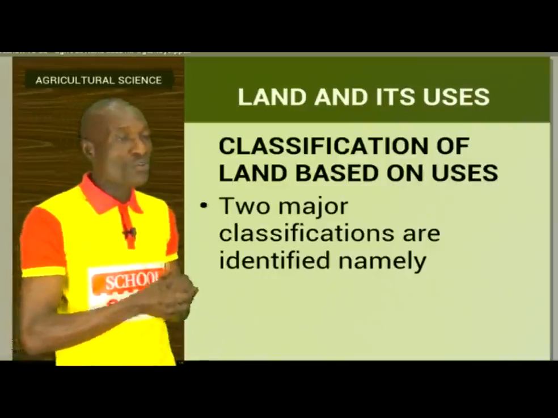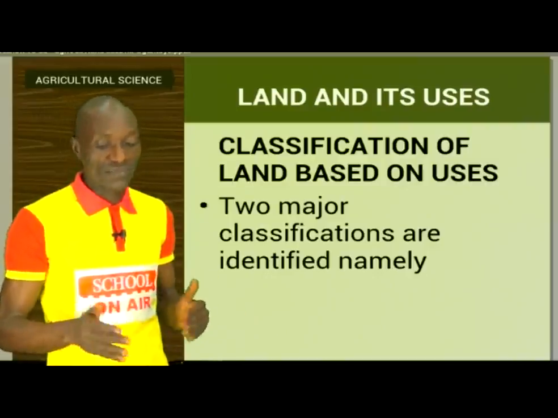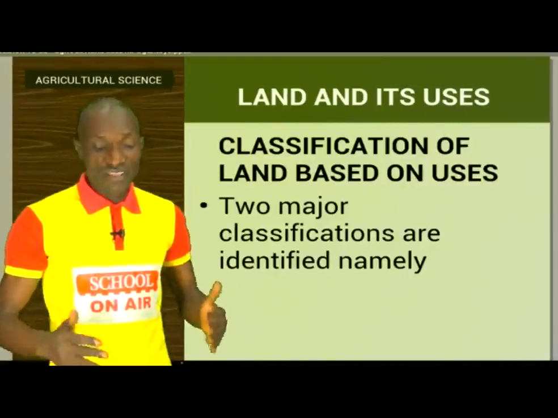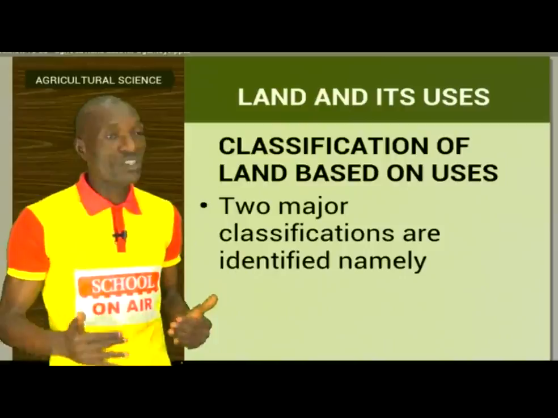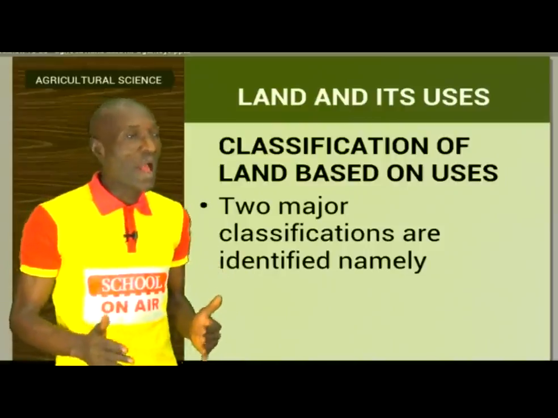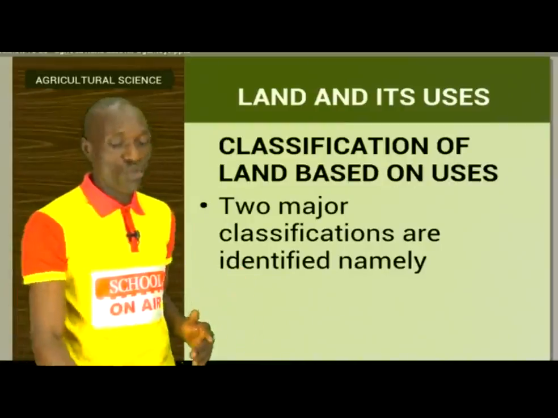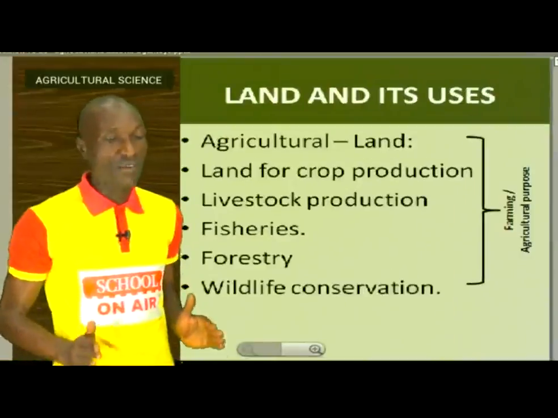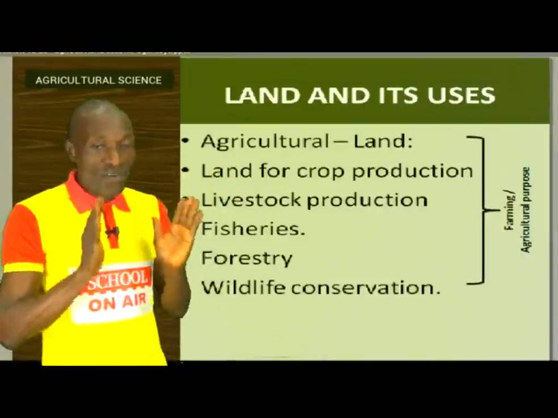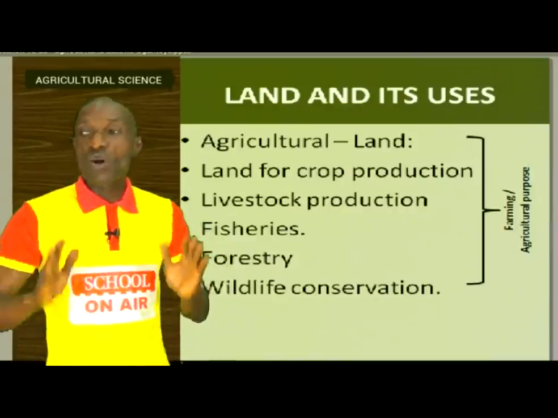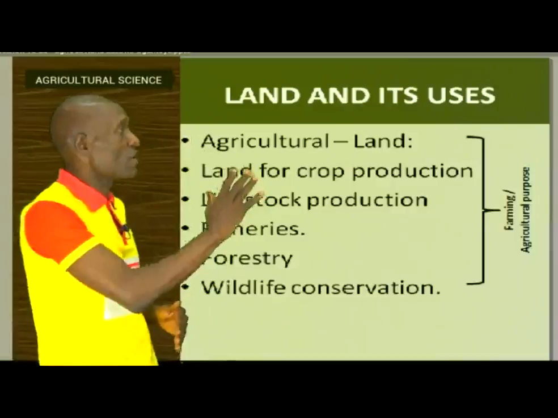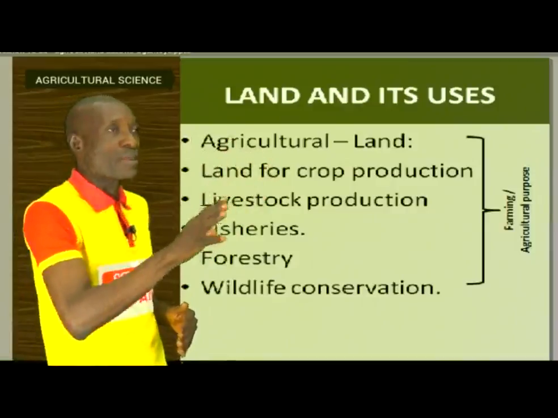And now we are moving to classification of land. That means we should be able to classify land based on its uses. And under this, two major classifications are identified. That means we have agricultural land, and we have non-agricultural land. But the one you are seeing on the screen is just agricultural land.